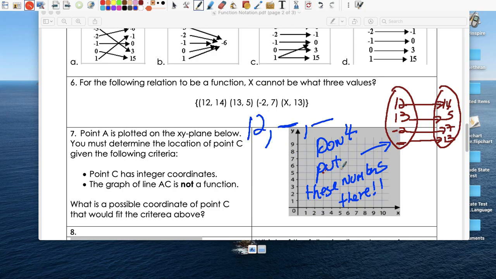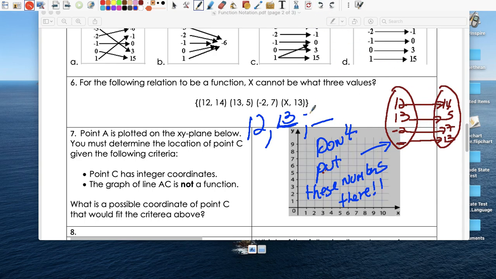There are 2 more numbers I can't put there. Well, the other number would be 13. What if I put 13 there? Then you're telling it that 13 becomes a 5, and then 13 has an output of 13 again. So 13 has 2 different outputs. So that's not allowed. And the other number, now that you know 12 can't be it and 13 can't be it, obviously it can't be -2, because -2 already has an output of 7. And if you put -2 over here, it's going to say that -2 also has an output of 13, which we don't want, because we want to keep it a function.